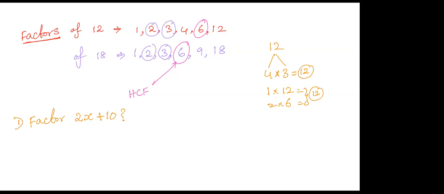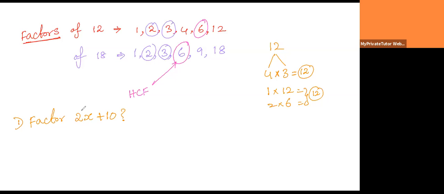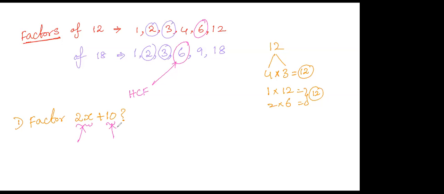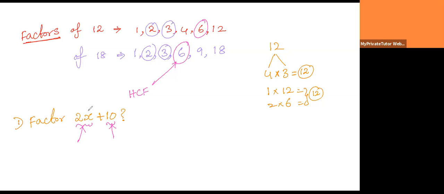Sir, yeah, we can cancel 2 as 1 and 10 as 5. So it can be 1x plus 5. Yeah, exactly what you said is correct. So we need to check the terms. We have two terms, as you see, 2x and 10. And in 2x and 10, the constants are 2 and 10. So what is the common factor? As you said, it is 2.